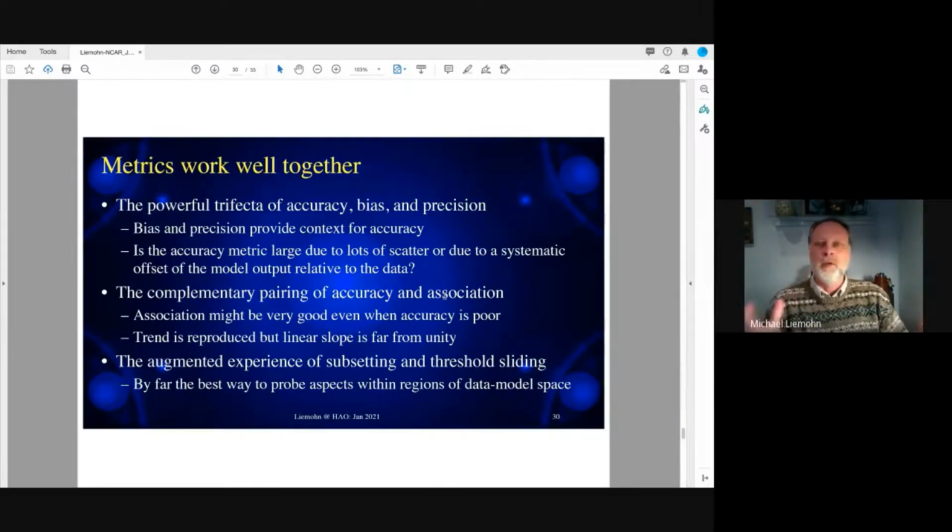And then I really like the augmented experience of subsetting or sliding the threshold, the two different types of going about it. And I think that this is a great way to probe different aspects, specifically, in different regions, to really say, why did I get a bad RMSE? Because then the next thing to do would be to slide those scales and see, was it off only in the low region, or off only in the high region? This will zoom in on that and really tell you where you're getting things correct and where you need to improve your model.